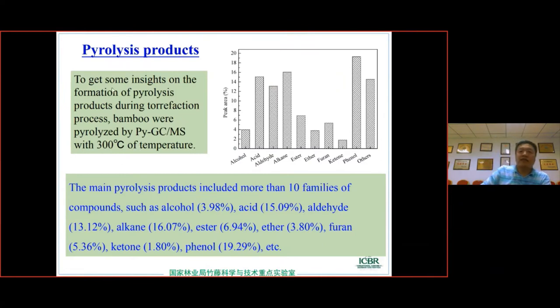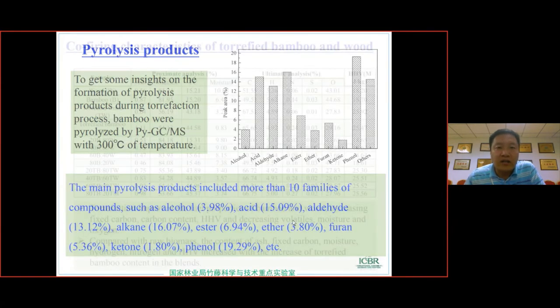To get some insight on the formation of pyrolysis products during the torrefaction process, bamboo residues were pyrolyzed by Py-GC/MS at 300 degrees. We found the main pyrolysis products include more than 10 families of compounds, such as alcohol, acid, aldehyde, alkene, ester, ether, furan, and ketone.